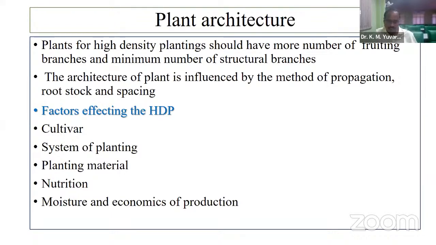These are the different factors affecting high density planting. It depends upon the cultivar and the system of planting: in which system we are going to plant, a traditional conventional system, high density planting, ultra high density planting, or a rectangular system. Planting material, nutrition, moisture, and economics of production also influence it. These are the factors responsible for high density planting.